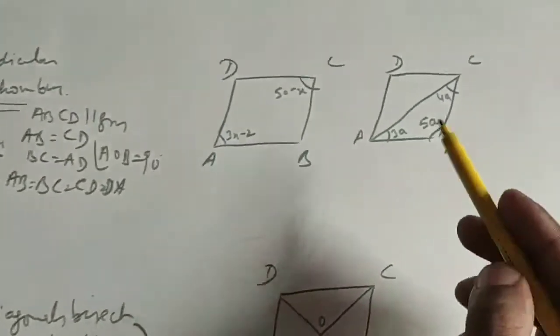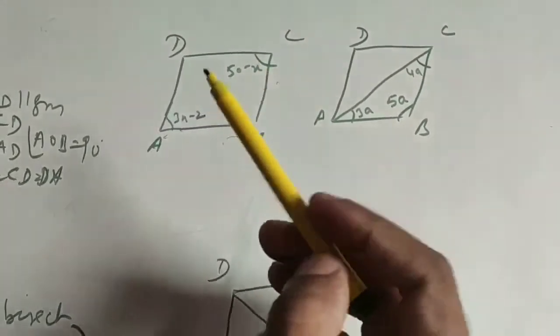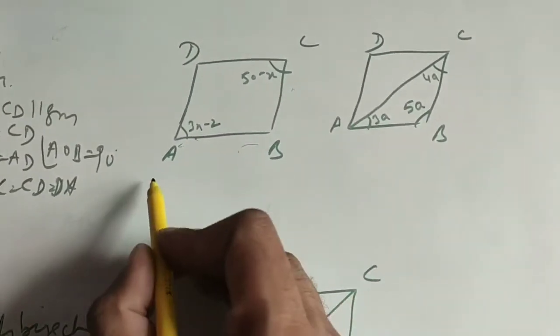Okay. Next, these two examples. This is a parallelogram in which opposite angles are this, and we know that opposite angles should be equal.